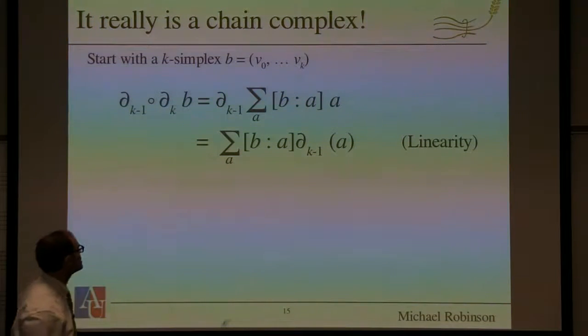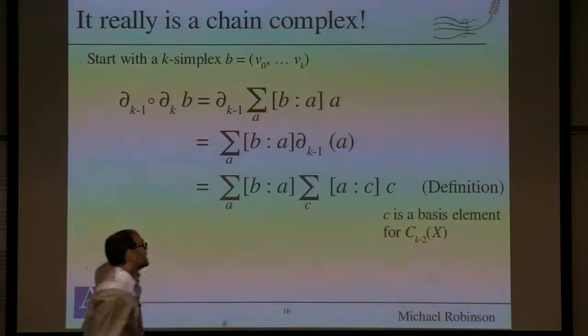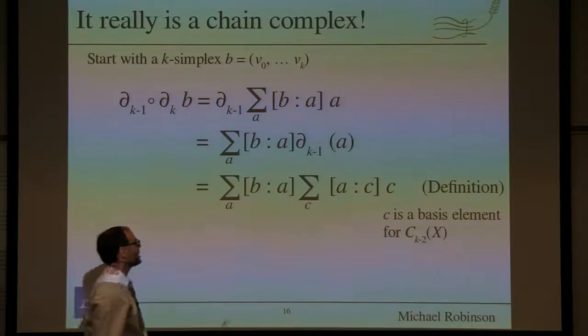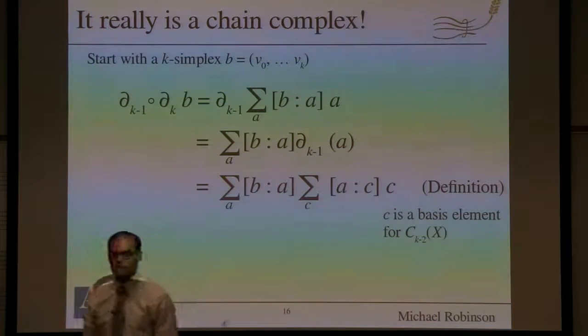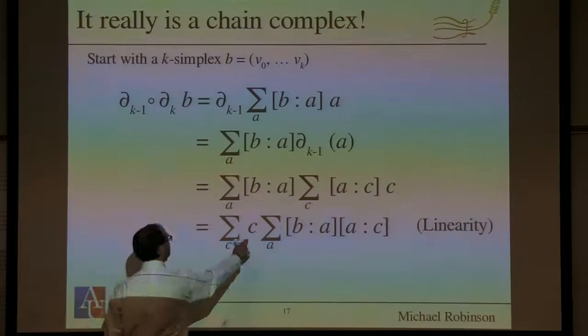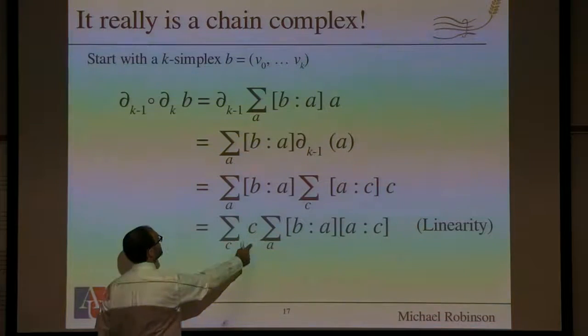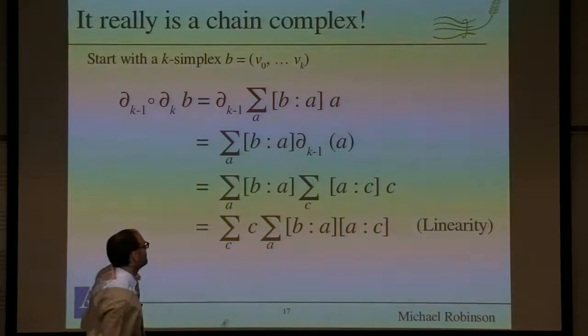Now what I should do next is drop in the definition of boundary k minus 1. I'm going to now parameterize over another basis element, that of ck minus 2. Again, this is a linear map, so I should use linearity. Now, at this point I've got a basis element of ck minus 2. So that's the range of this composition map.